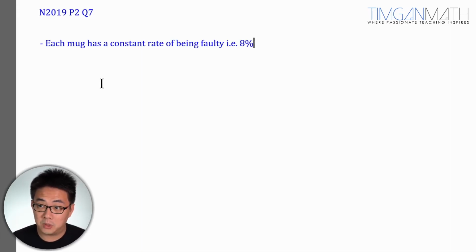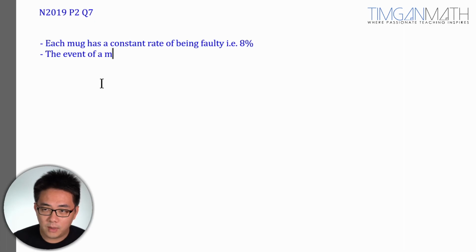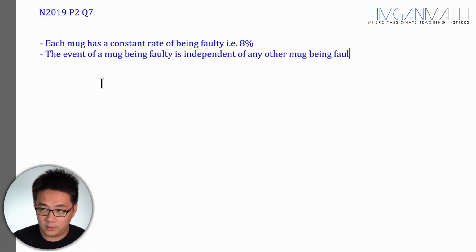So the other one is a mug being faulty will not affect the other one. So the event of a mug being faulty is independent of any other mug being faulty. Okay, so these are the two assumptions needed.